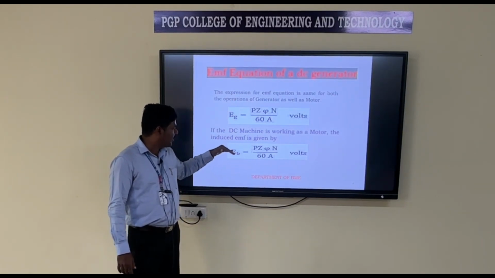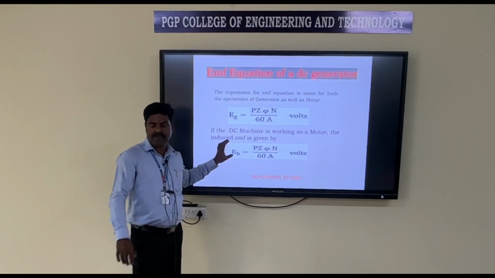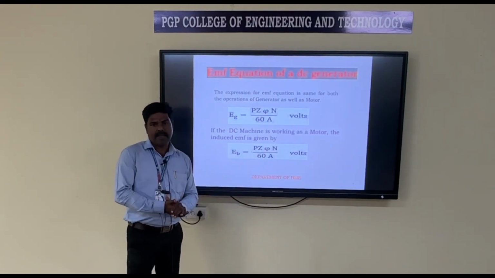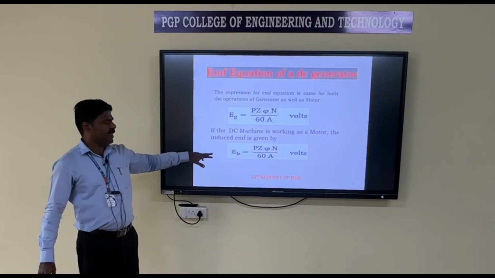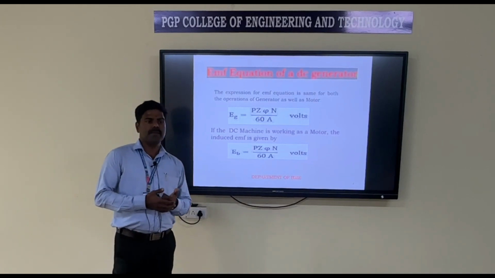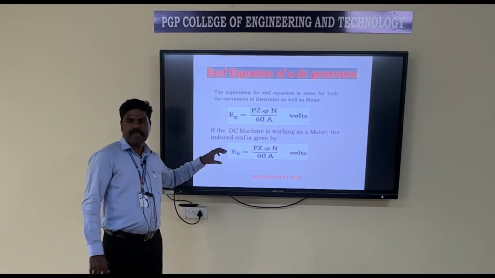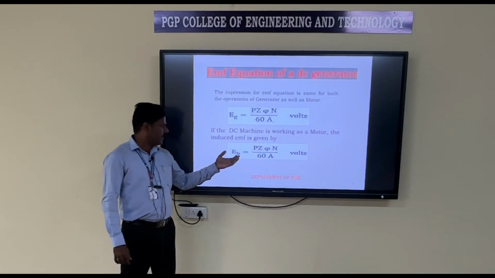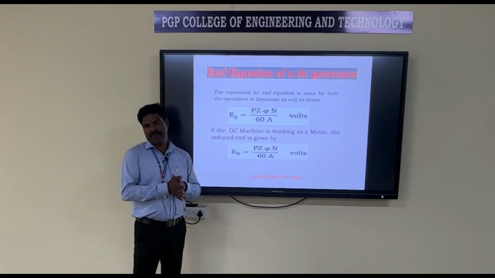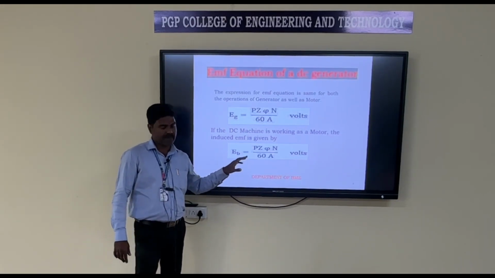Similarly, the same expression holds for the DC motor. In the DC motor, the generated EMF or back EMF is equal to phi Z N P by 60A. In a DC motor, the generated EMF is otherwise known as back EMF, because the working principle is that electrical energy is converted to mechanical energy. In that electrical energy, a supply voltage is there. The generated EMF opposes the supply voltage. Therefore, that induced EMF is known as back EMF. In a DC motor, the generated EMF is always known as back EMF.